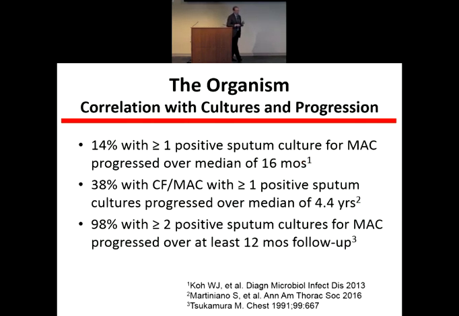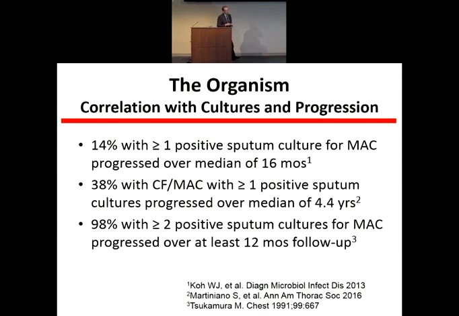These are 3 studies, 2 of which we were involved in, that give us some idea what happens if you grow a non-tuberculous mycobacteria. The first was with a very productive collaboration that I have with individuals at Samsung Medical Center in Seoul. In this study, 14% of people who grew MAC at least once progressed over 16 months. So the majority, at least in a year, did not progress. Just growing it does not say this patient will progress and require therapy. But 16 months is not that long.